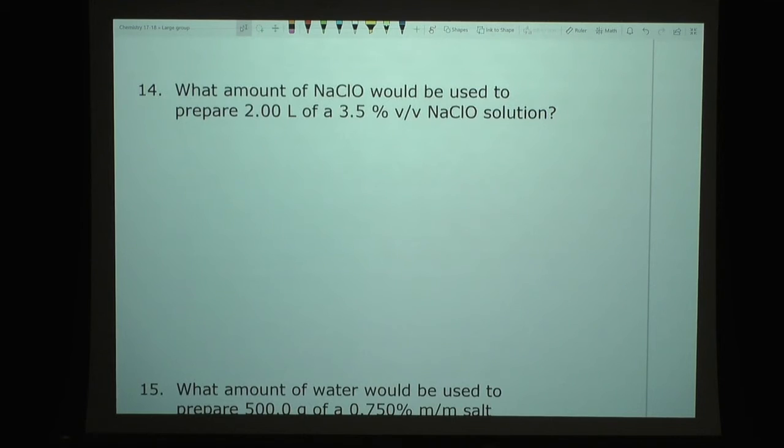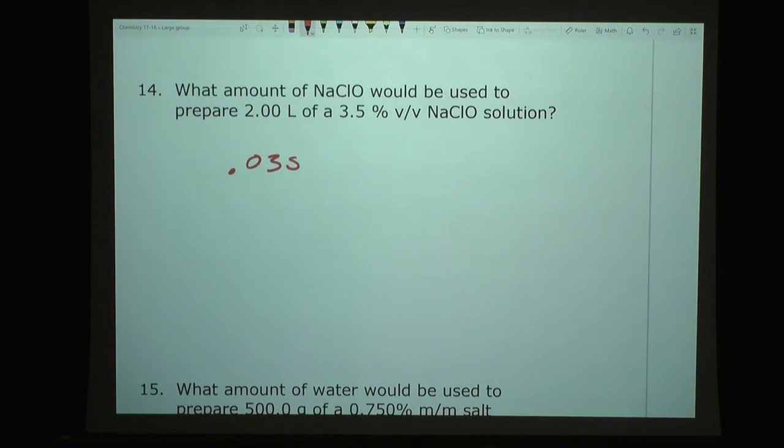Now, what about sodium hypochlorite? Would be used to prepare 2 liters of a 3.5 volume. Now, if it's a volume, what's my answer unit going to be? Well, my volume's in milliliters. What's my answer going to be? Milliliters. Very good.